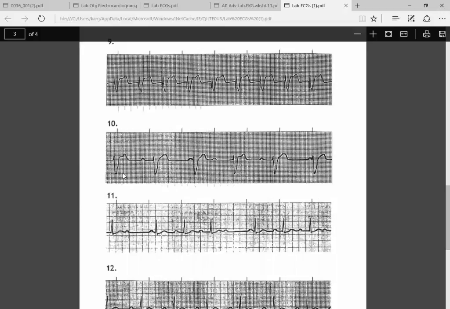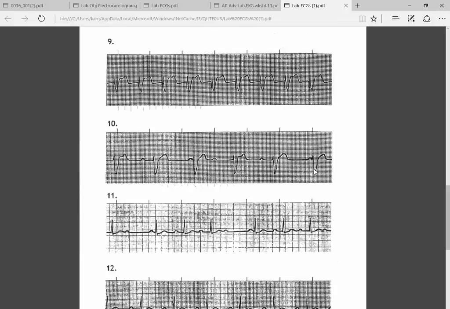Number 10. Regular, okay. What's the rate? 50, and what's going on with this one? Yeah, and if I look at that, I can see the prolonged PR interval, right? And what type of heart block do I have? Third degree, how did you know? The wide QRS complex. And also if we look at the PR interval, it gets longer and longer.